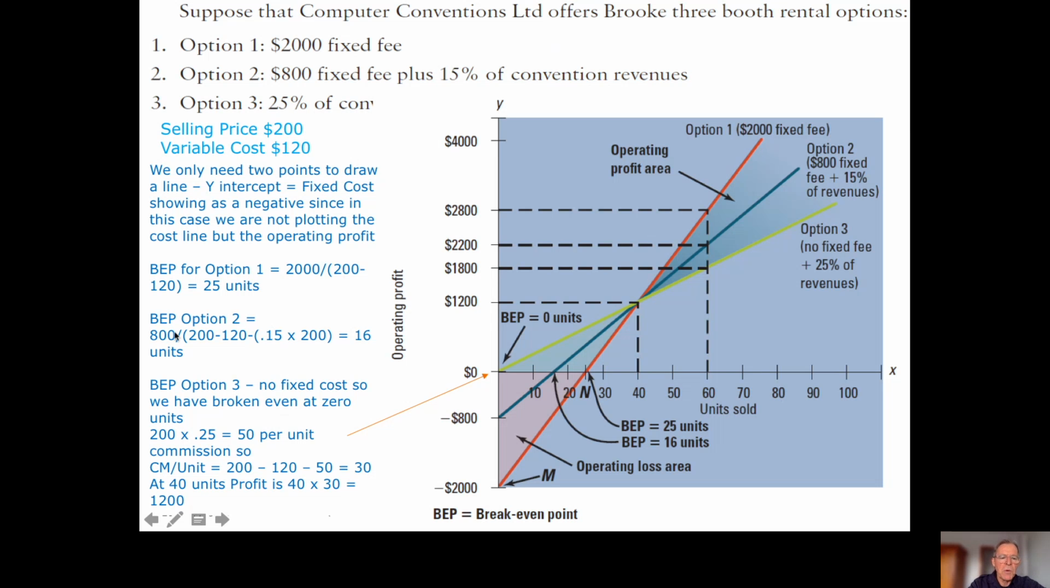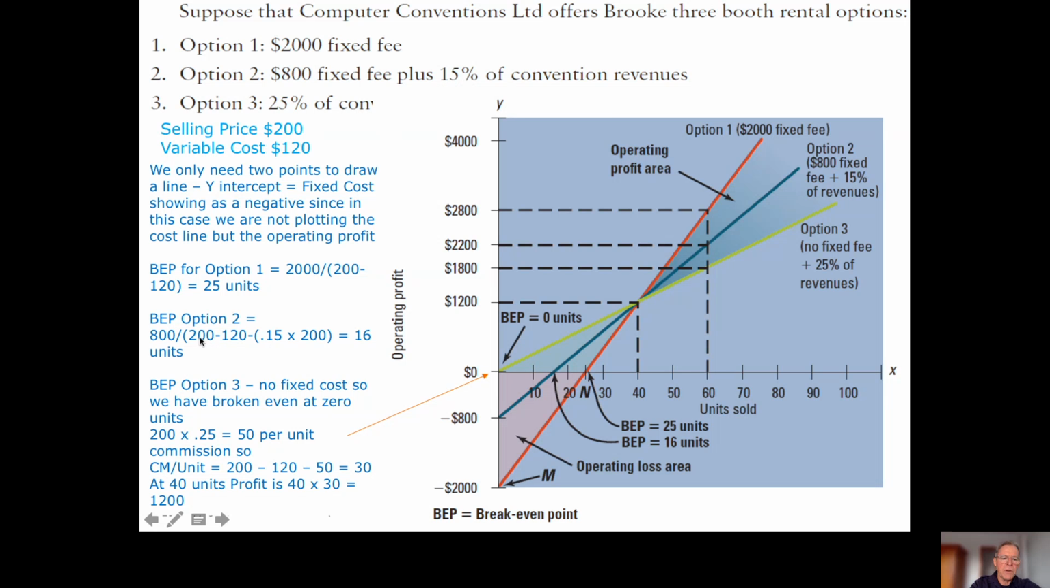Then let's just draw a couple more. Break-even for option 2. Option 2, we need to cover the $800. How many units is that? We'll divide by $200 minus the variable cost, and we'll include now the 15% of revenues as an additional commission, if you like, an additional variable cost. So 15% times 200, that's $30. So for every unit we sell, $30 is going to the convention, this percentage here.